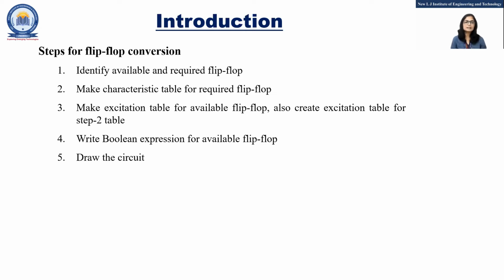Second step is make characteristic table for required flip-flop. Third step, make excitation table for available flip-flop and also create excitation table for step 2 table. Then in step 4, we have to write Boolean expression for available flip-flop from the K-map. In step 5, we'll draw the logic circuit diagram from the given Boolean expression.